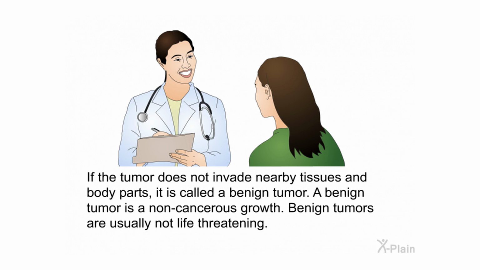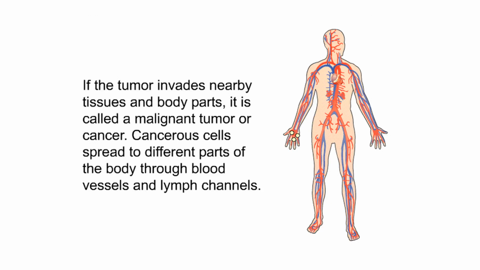If the tumor does not invade nearby tissues and body parts, it is called a benign tumor. A benign tumor is a non-cancerous growth. Benign tumors are usually not life-threatening. If the tumor invades nearby tissues and body parts, it is called a malignant tumor or cancer. Cancerous cells spread to different parts of the body through blood vessels and lymph channels.